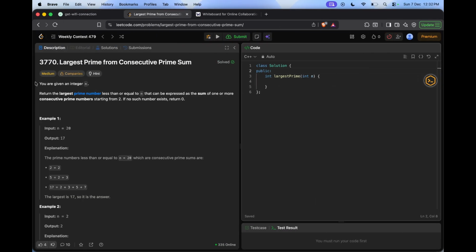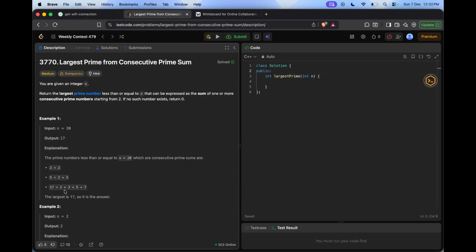So the second problem says that we are given an integer n. We need to find the largest prime number that is smaller than or equal to n and can be expressed as the sum of one or more consecutive prime numbers starting from 2. The first prime number starting from 2 is 2 itself, so 2 is the first value.